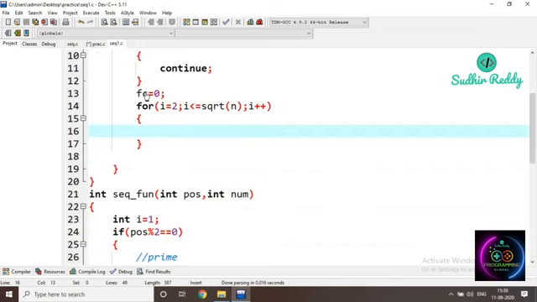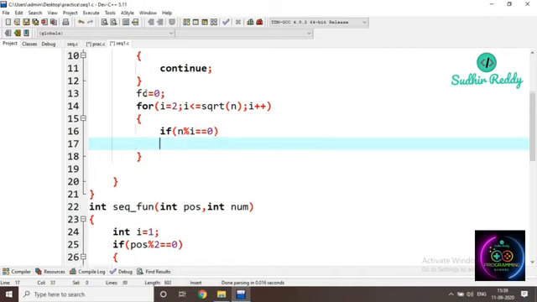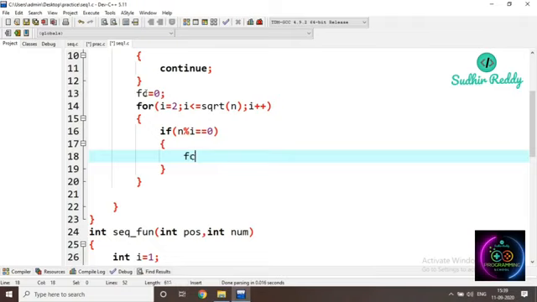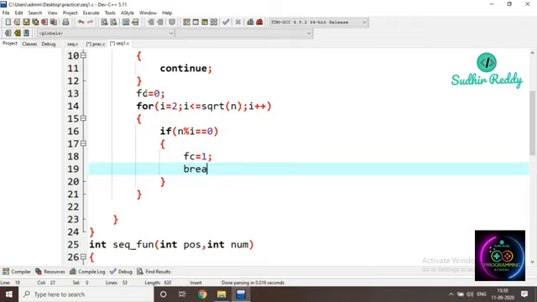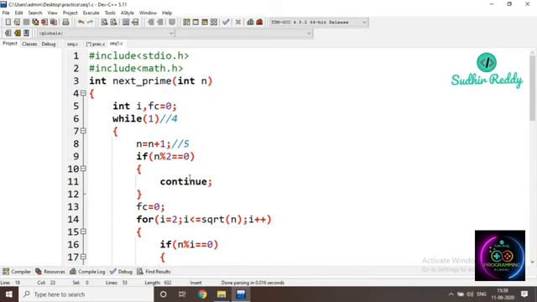I am going to find how many factors for that one. If n mod i is equal to 0, then fc is equal to 1, and I am going to break it. That means if it has other factors, that means we are not starting at 1 and we are not considering the last number also. In the middle some factor is there, so this is not a prime number. That's why I am going to break this loop. Break this loop means again it is going to check another number.